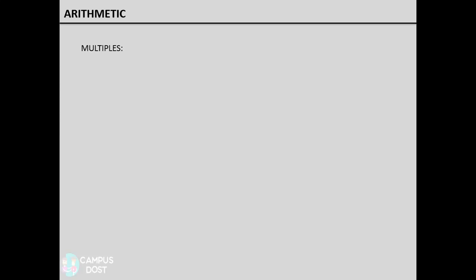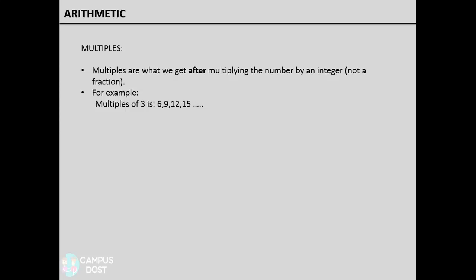Next is multiples. Multiples are the product of any given whole number and another whole number, or in other words, multiples are what we get after multiplying the number by an integer, that is a non-fraction number. For example, let's take the number 3. The multiples of 3 will be 6, 9, 12, 15 and so on.